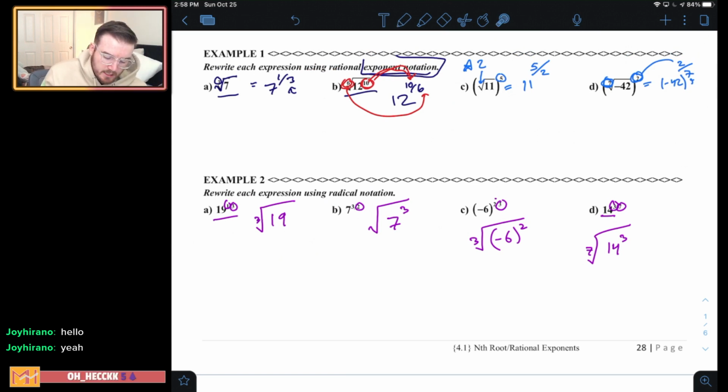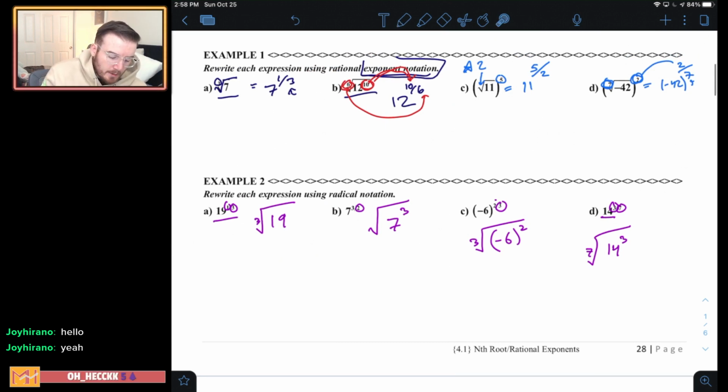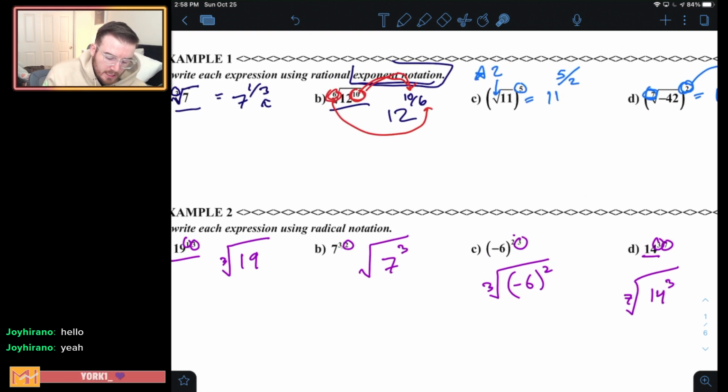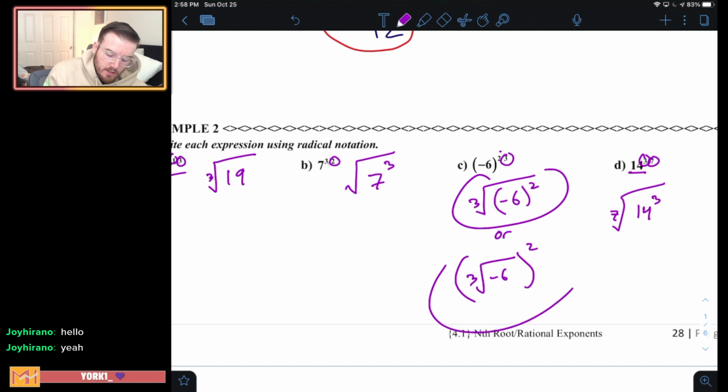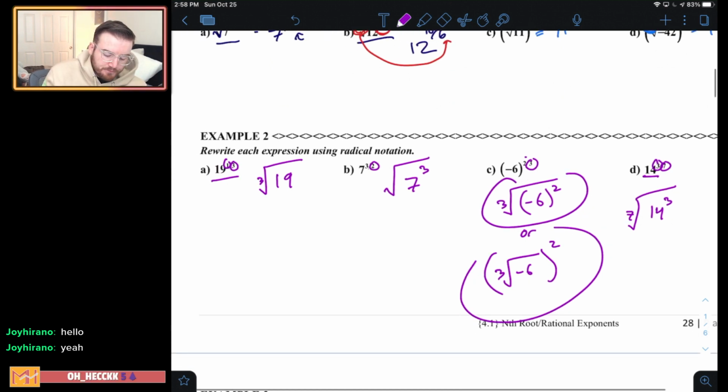Some students have asked me in the past, how do I know whether the exponent goes on the inside or the outside? And my answer to that is, it doesn't matter. It does not matter. I could have chosen to write this like this. These two things are the same. They have the same value. If you plugged that into a calculator, which I understand you might not know how to punch in right now, you'd get the same answer. So it's just another way of writing it.